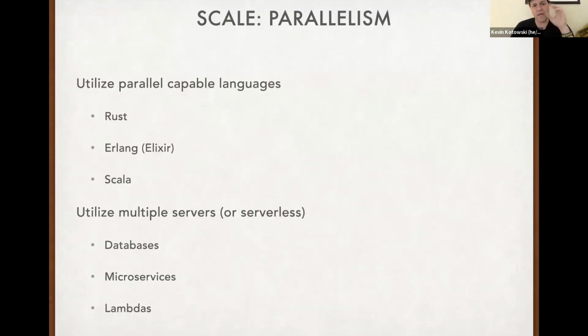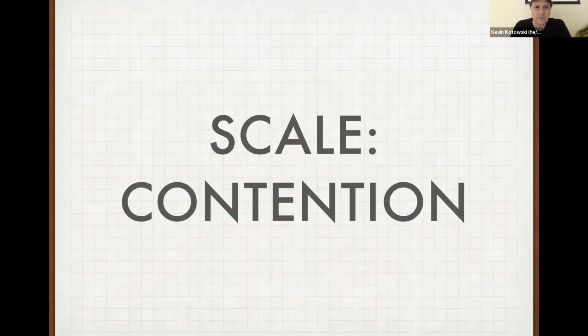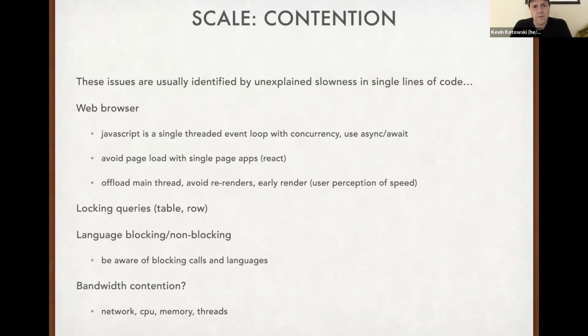On the parallelism side, you've got languages. It's also reasonable to just have multiple full-on servers so that they're not all hitting the same CPU, even if it's a virtual CPU, and being able to process more things at once. I'm not going to get into all these contention things, but just a reference of the web browser: single-threaded event loop, watch out for page load stuff.